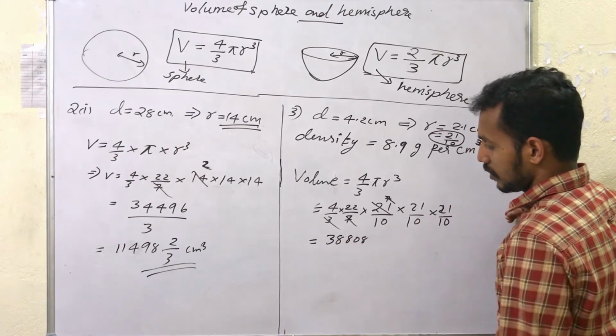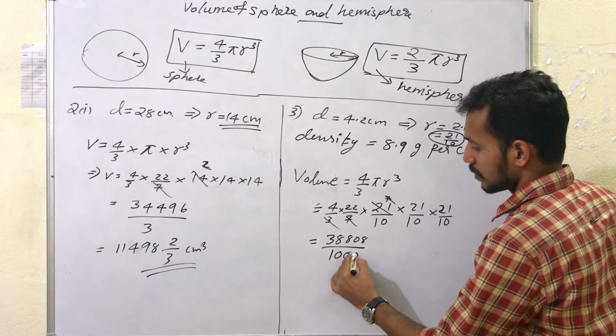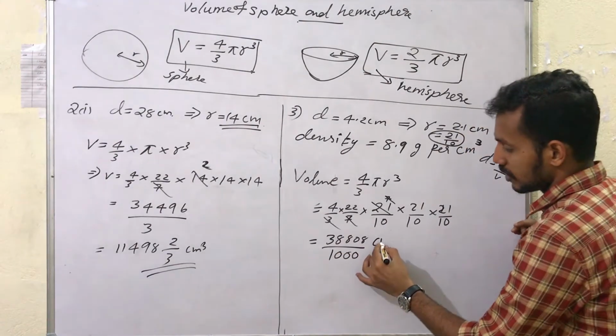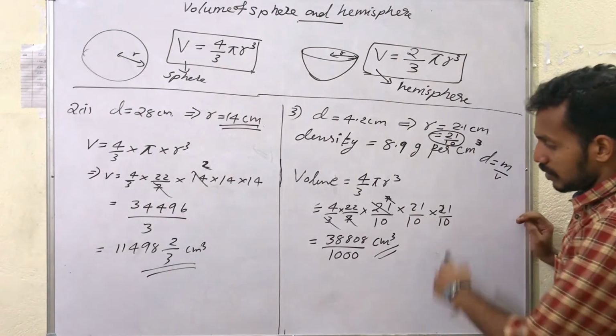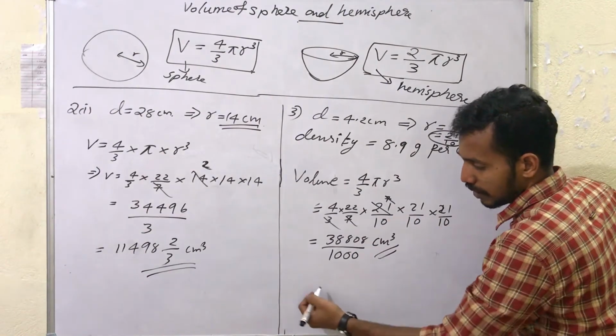Now just multiply all these values, we will get 38,808 divided by 1000 centimeter cube, because the whole measure is given in centimeter. Do this numerical calculation by yourself.